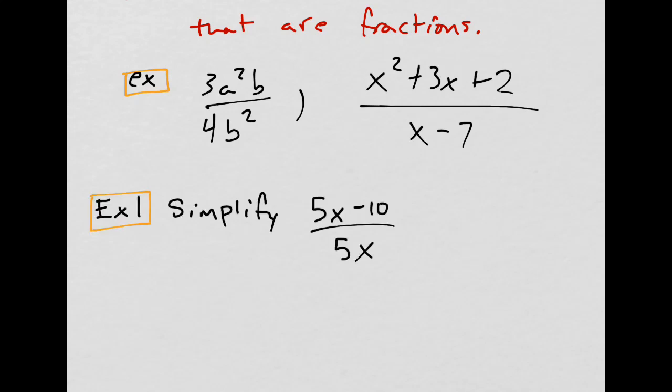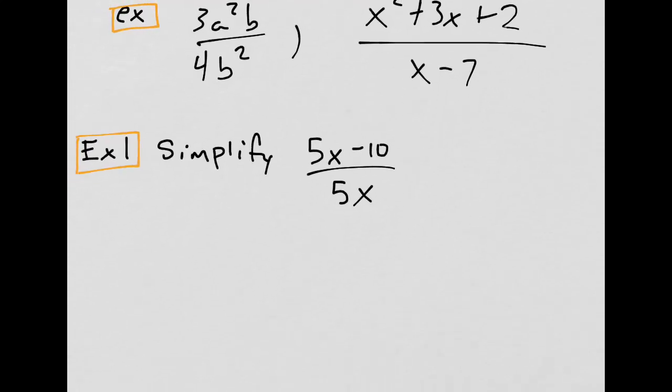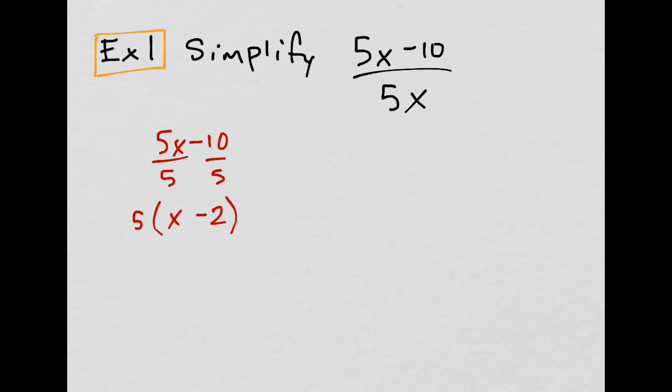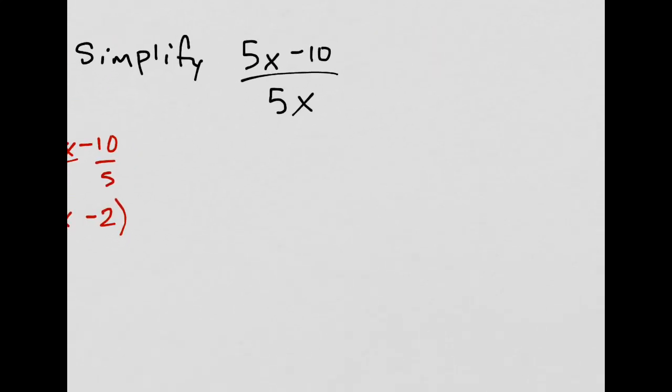First example. Simplify 5x minus 10 divided by 5x. This is a rational expression. Simplify. Well, the first step is, you do what you can. What can you do? I can factor the top. If I have 5x minus 10, I can divide by 5, so that brings the 5 outside, and I get x minus 2. So the top part changes to x minus 2.